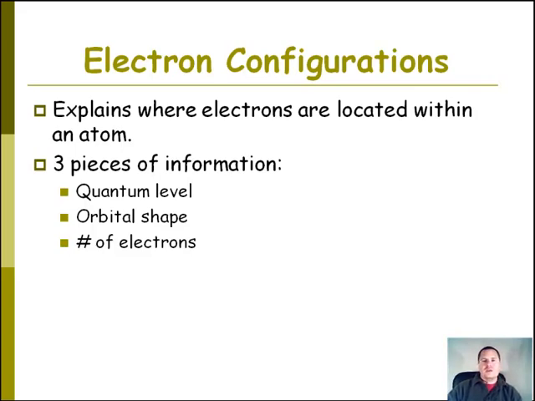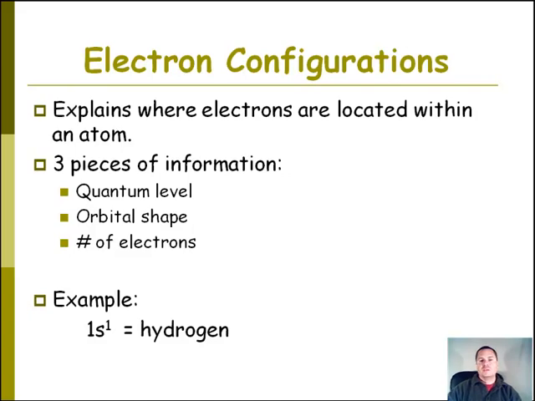When we write an electron configuration, it's going to look something like this. If we have hydrogen, our first element, first atom, the electron configuration is 1s1. The 1 is the quantum number, s is the orbital, and then 1 is the number of electrons. So let's take a look at this a little more closely.